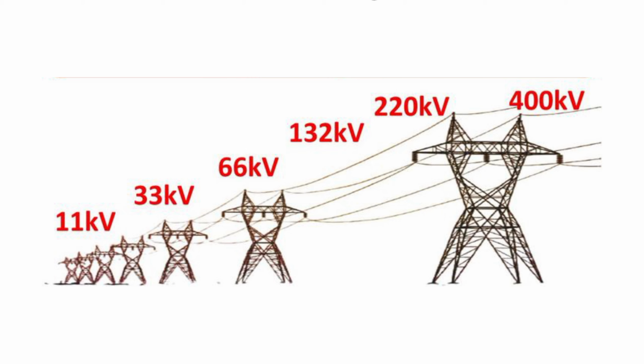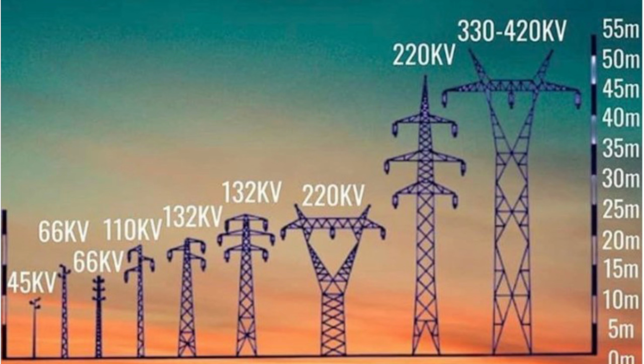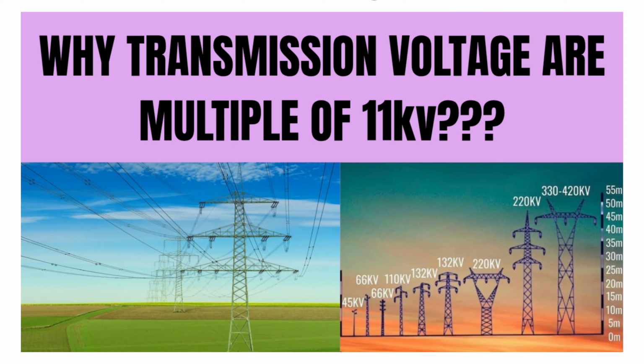Okay, though modern high voltage lines often break this pattern. For example, 400 kV is not a multiple of 11 kV. So typically, modern high voltage lines often break this pattern of multiples of 11 kV. So this is the concept regarding why the transmission line voltage is a multiple of 11 kV.